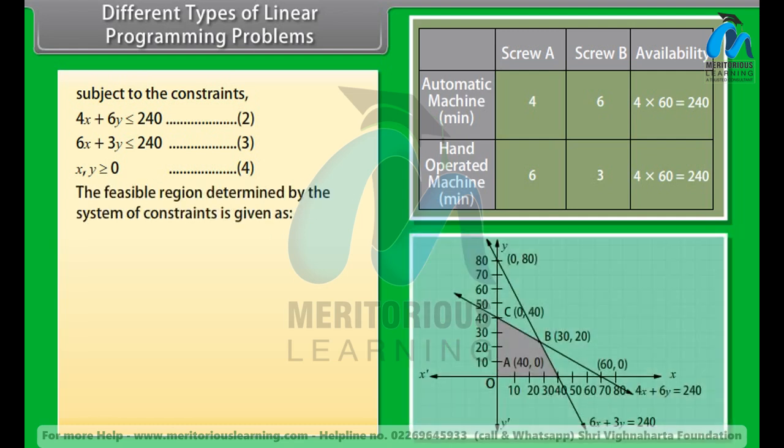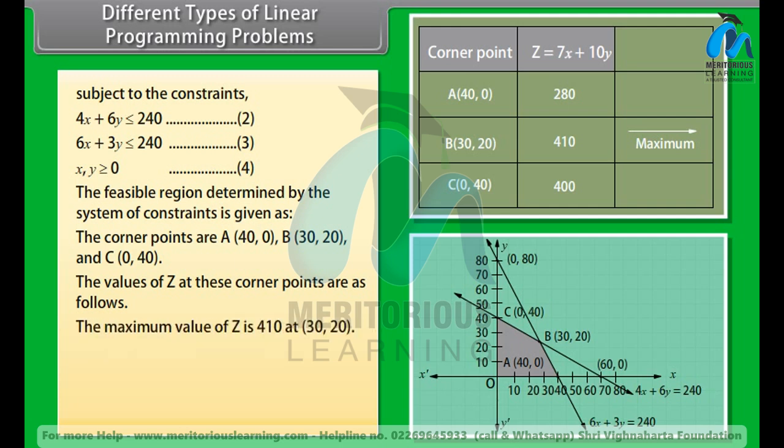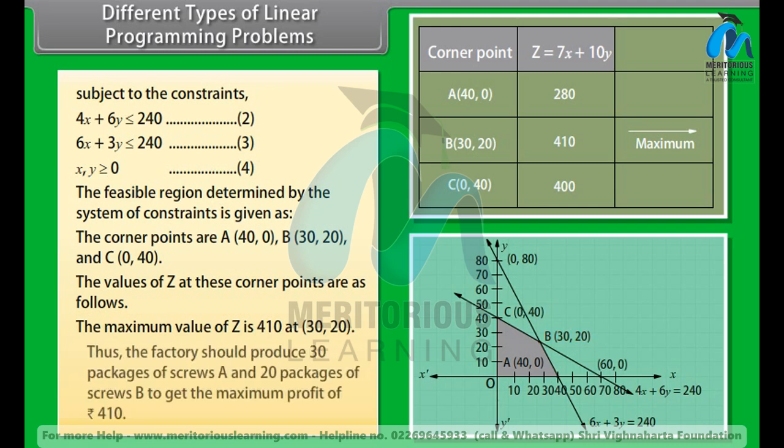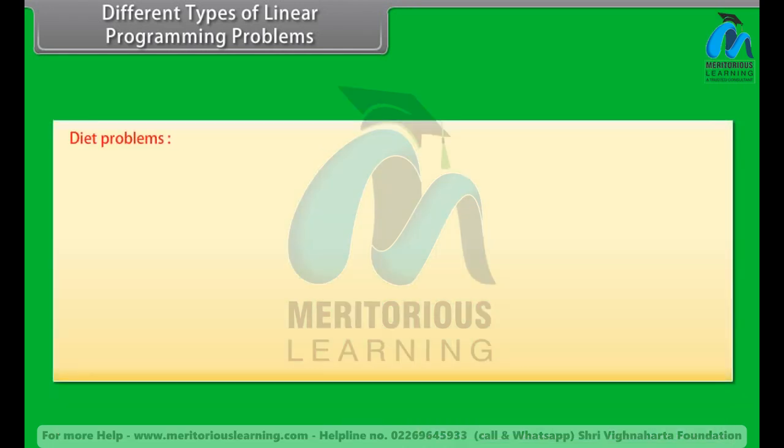The feasible region determined by the system of constraints is given. The corner points are A (40, 0), B (30, 20) and C (0, 40). The values of Z at these corner points are as follows. The maximum value of Z is 410 at (30, 20). Thus, the factory should produce 30 packages of screws A and 20 packages of screws B to get the maximum profit of rupees 410. Diet problems.